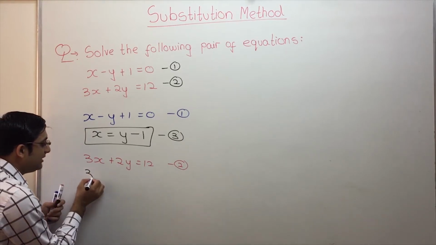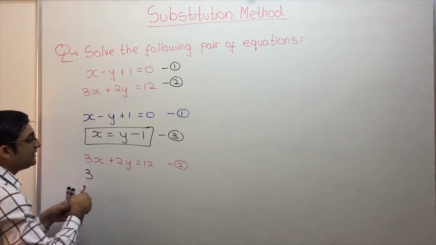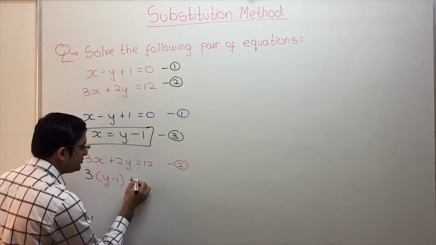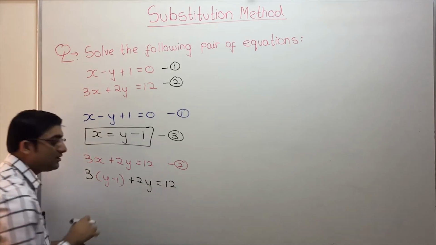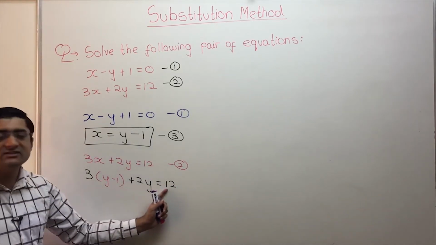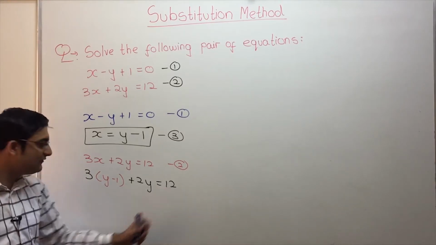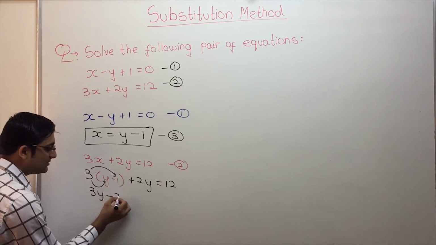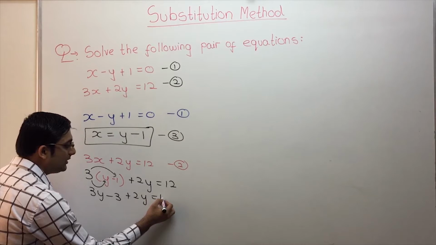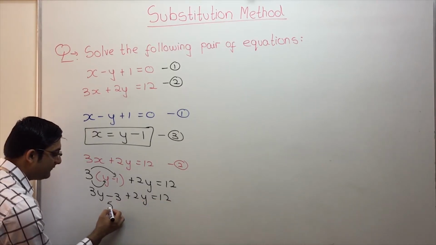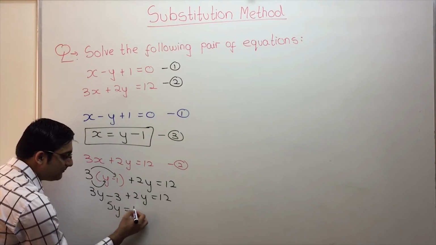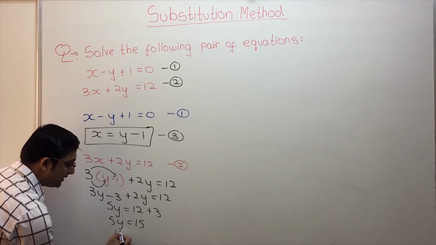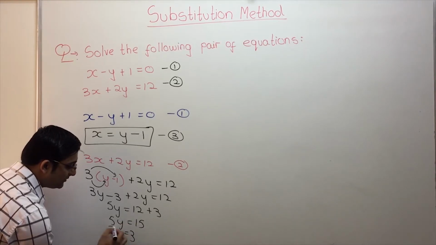We have 3 into x. What is x from here? X is y minus 1. So 3 into x plus 2 into y is equal to 12. Now why did I do so? If you notice, now we have a simple linear equation in one variable. We can easily solve it. So let's solve it. 3 into y, 3y, 3 into minus 1, minus 3, plus 2y is equal to 12. So 3y plus 2y, 5y, minus 3 goes over there, becomes plus 3. So we have 5y is equal to 15. From here we get the value of y as 15 divided by 5, that is 3.